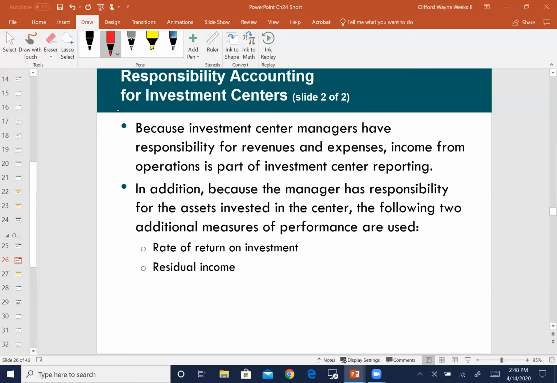Investment center managers have responsibility for revenues, expenses, and income from operations as part of investment center reporting, and in addition, because the manager has responsibility for assets invested, the following two additional measures of performance are used. We're not ignoring the stuff that we covered from the profit center, but really what we're going to add is another way to look at things. We're going to look at things based on the rate of return on investment, and another method, the residual income.